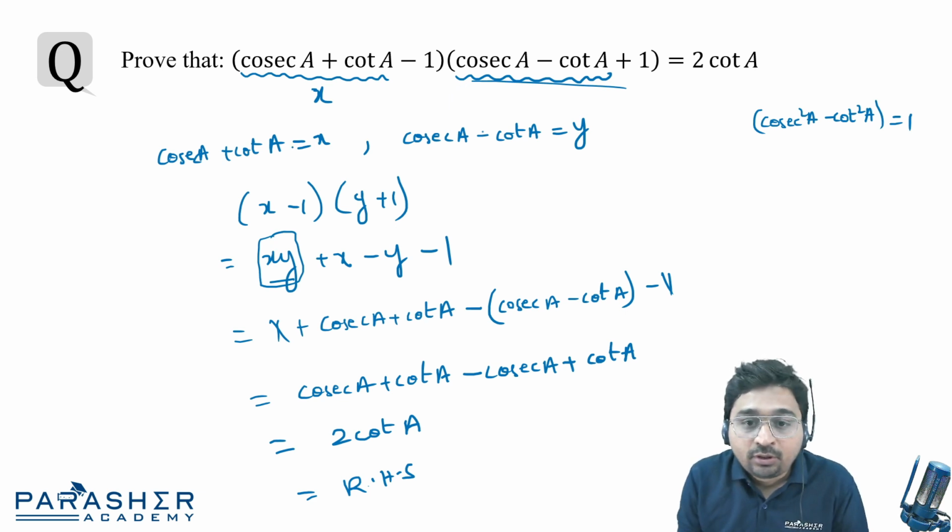I hope this helped to give you some clarity on how to approach questions based on trigonometric identities. Thank you.